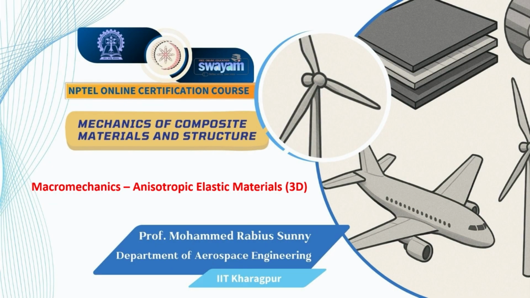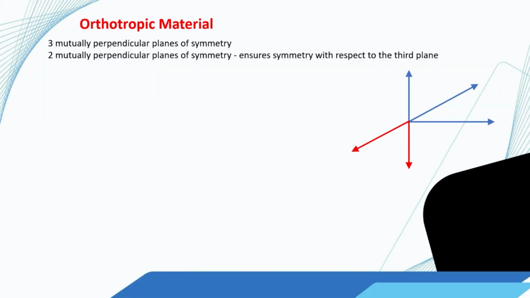In the previous class, we talked about monoclinic material. So, today we will talk about other types of anisotropic materials, and one of them is orthotropic material. Orthotropic materials have three mutually perpendicular planes of symmetry. So, if they have two mutually perpendicular planes of symmetry, that automatically ensures that the third plane is also a plane of symmetry.